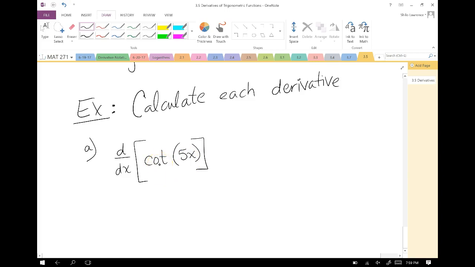So the chain rule says you're going to start with the derivative of the outside function. So the derivative for cotangent, well, it starts with a c, so it's going to be negative. Cotangent has a Pythagorean identity with cosecant, so I know it's going to be cosecant. And anything that has the word tangent in it is going to be squared.